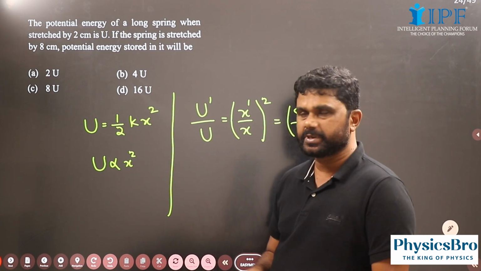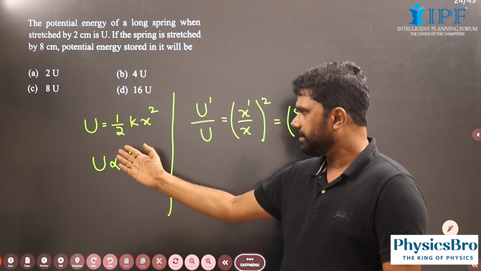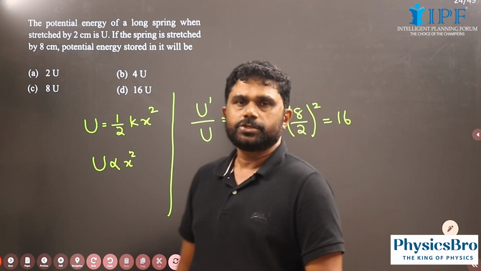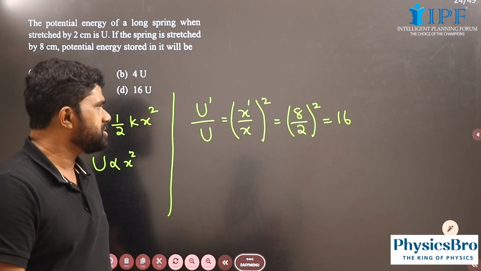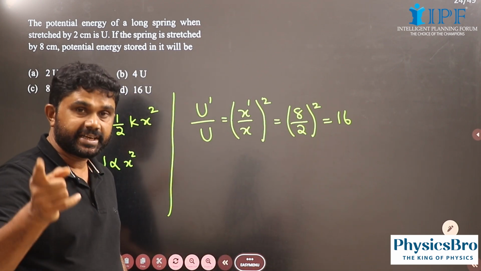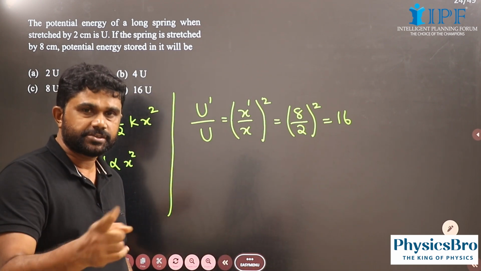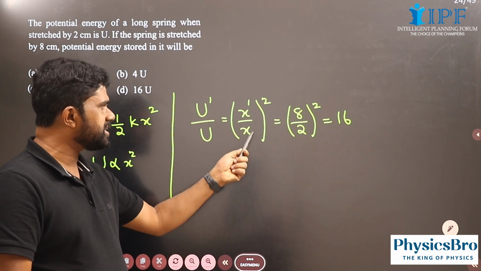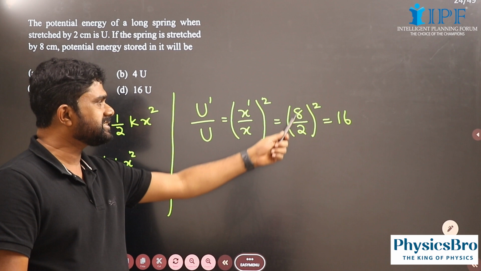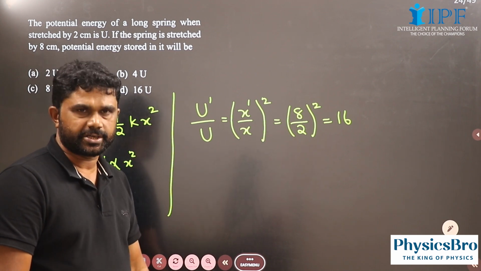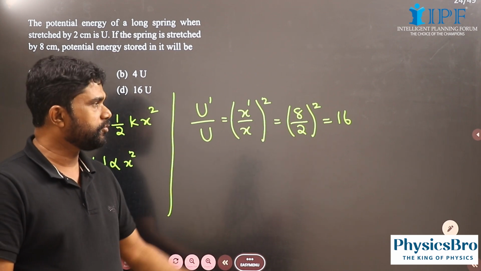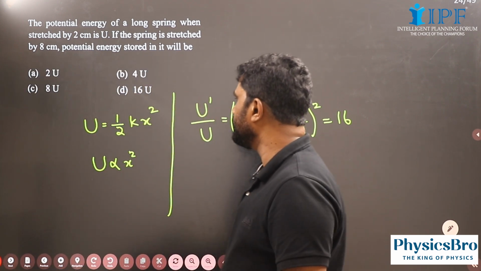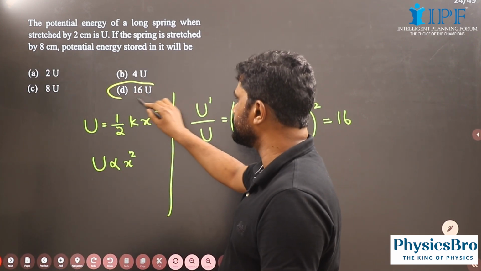See, this is the expression for potential energy, and potential energy is proportional to x square. So the potential energy is U when the extension is x, and U dash when the extension is x dash. So U dash by U will be x dash by x whole square. X dash is 8 centimeter and x is 2 centimeter. So 8 by 2, that is 4. 4 square is 16. So U dash will be equal to 16U.